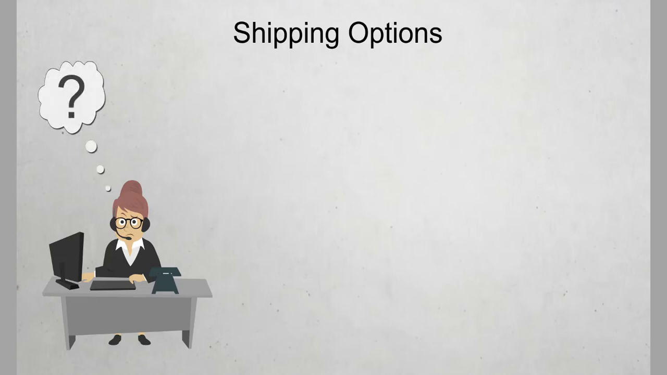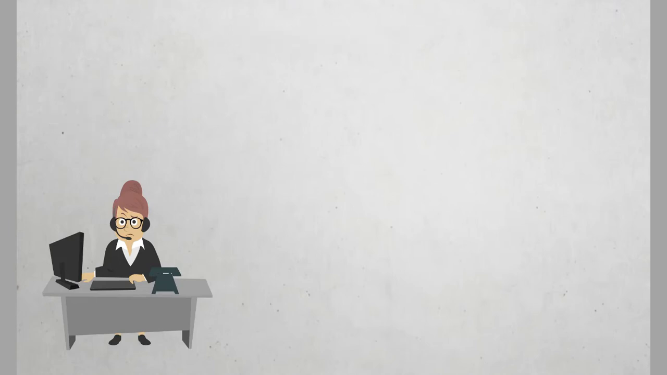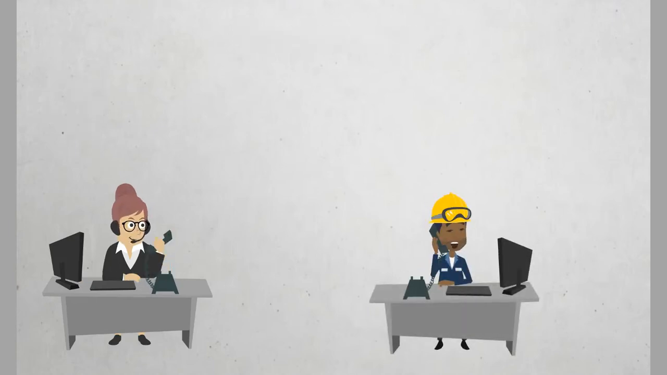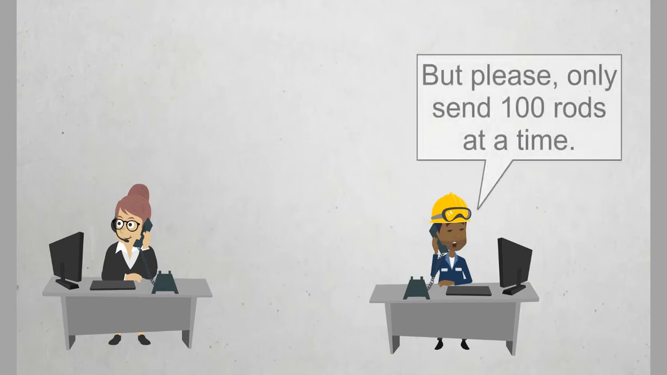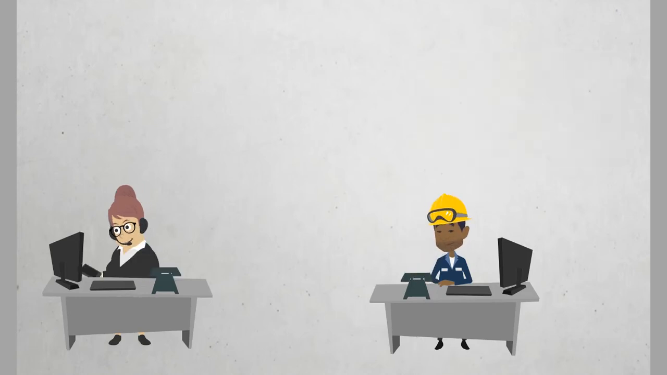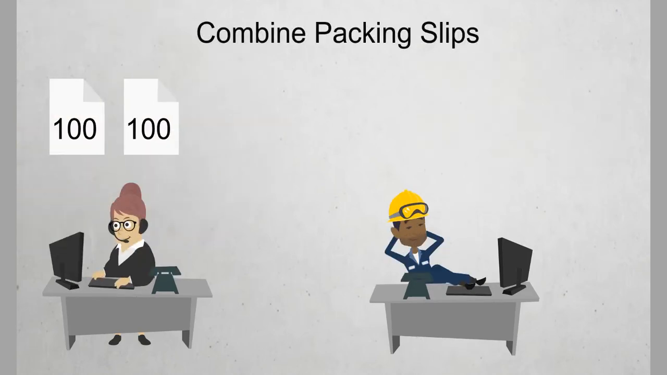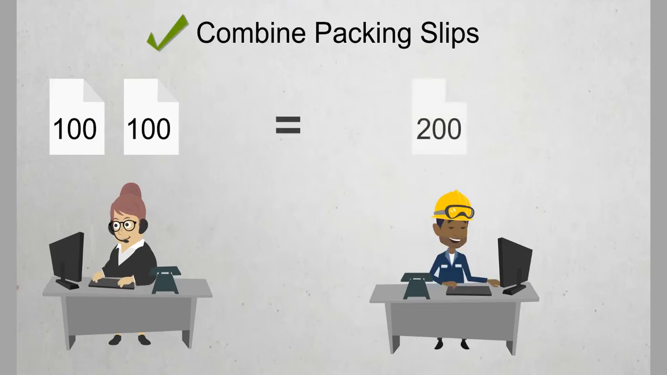So how do these options work? Let's say your customer, XYZ Metals, orders 200 metal rods from your company. They want 100 rods at a time, so you create 2 packing slips for this order. If you select the Combine Packing Slips checkbox, you generate one invoice for the 200 quantity. If you do not select this checkbox, the 2 100 quantity shipments generate 2 invoices.